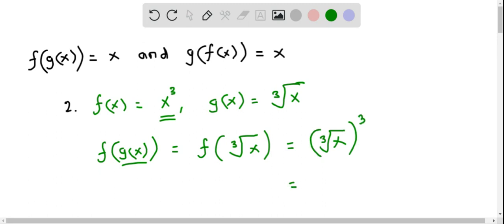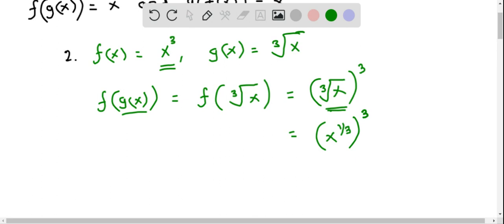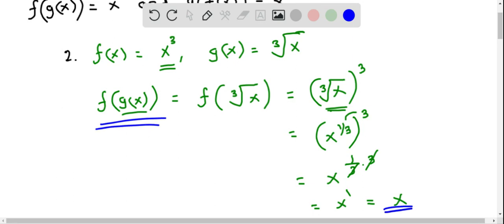Let's simplify this. Notice that we can write this cube root of x in power form as x raised to the power of 1 by 3, and this is once again raised to the power of 3. And now according to the exponent laws, these two powers will get multiplied. That is x raised to the power of 1 by 3 times 3, and this equals x raised to the power of 1. So this equals x. So the result of f of g of x equals x.